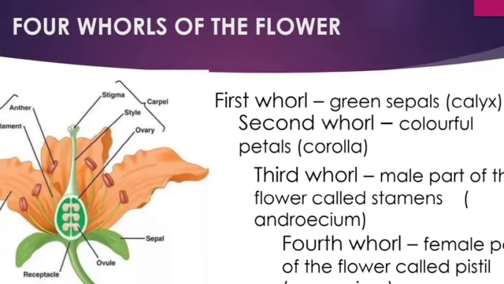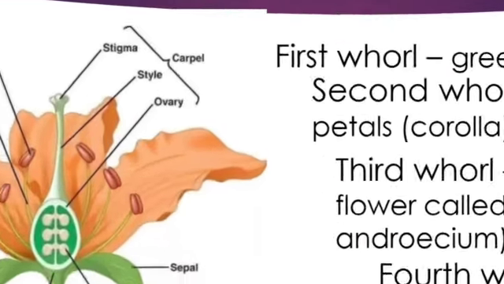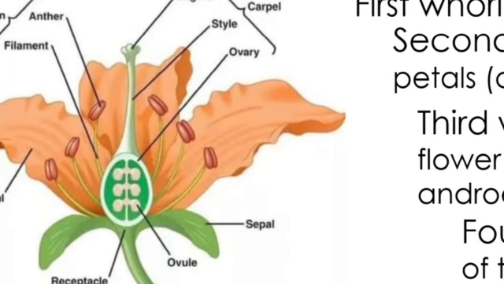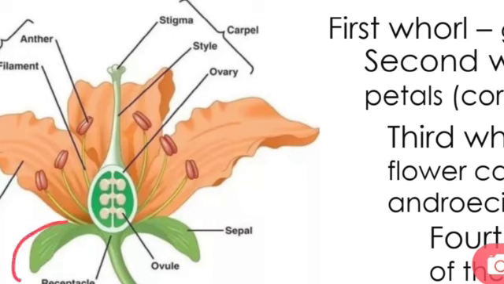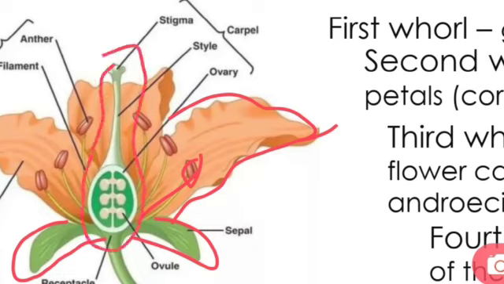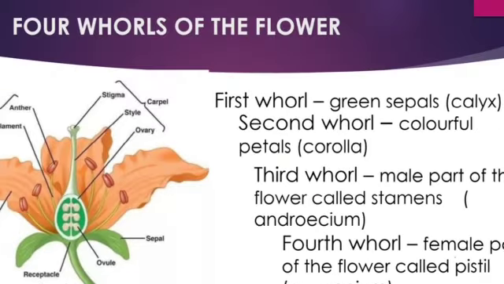Okay, now if I zoom this part, you are able to see now. This green leafy structure is a sepal. Then the colorful structures, the big modified leaves, are the petals. This stalk-like substance having a bulge part at the end is known as stamen, and the middle part is known as carpel, or we can call it pistil.